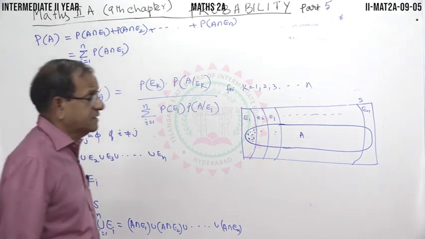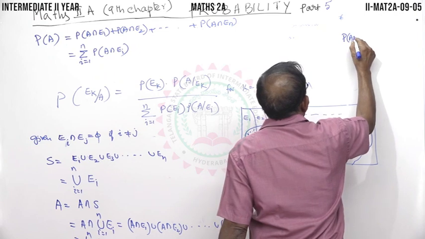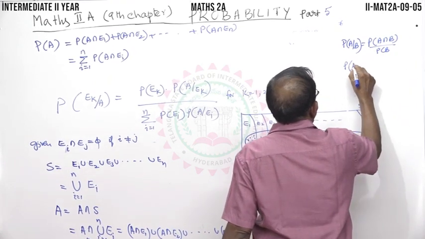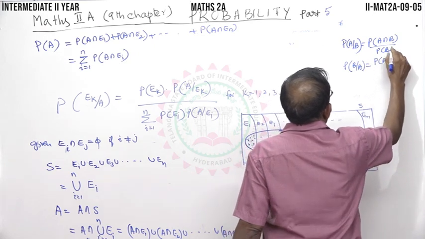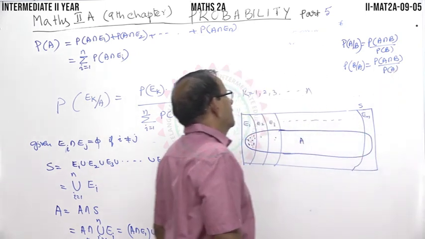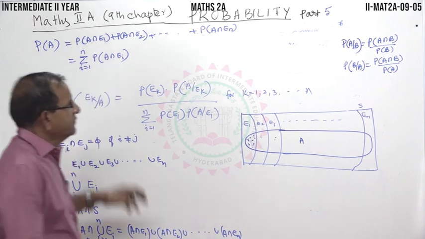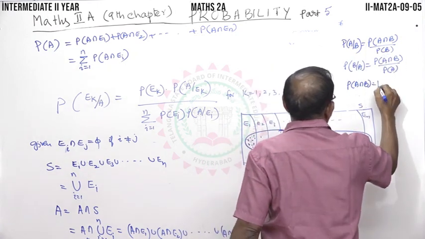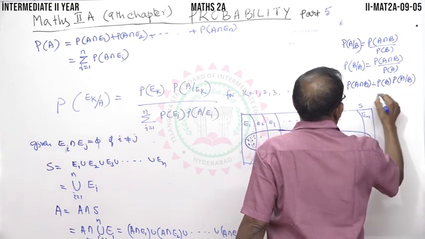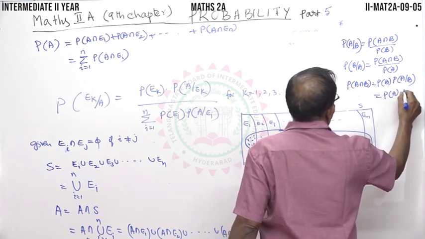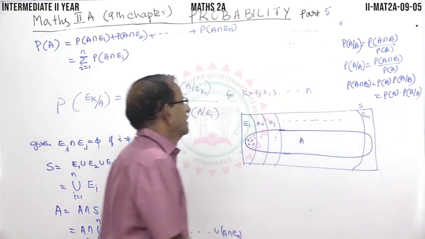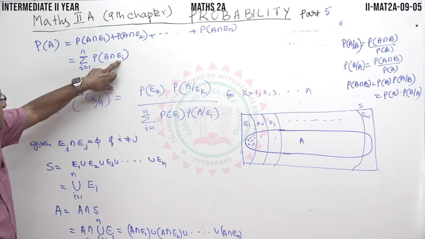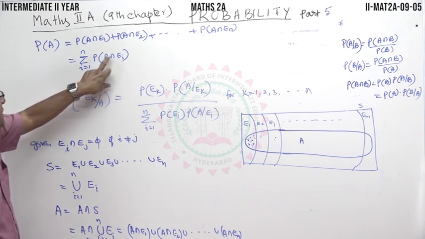But previously there was conditional probability. What is P of A given B? P of A intersection B by P of B. And P of B given A is again P of A intersection B by P of A. Now if you take cross multiplication, what is P of A intersection B? P of A given B into P of B, or P of B into P of A given B, or the same thing as P of A into P of B given A. Now you can use either this or this.